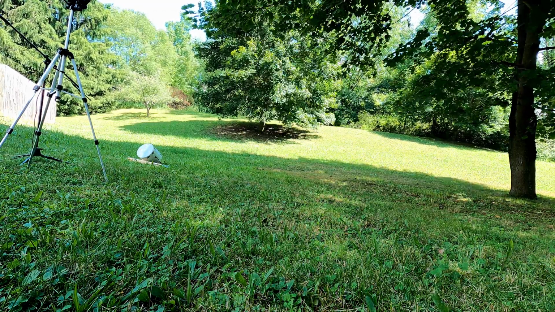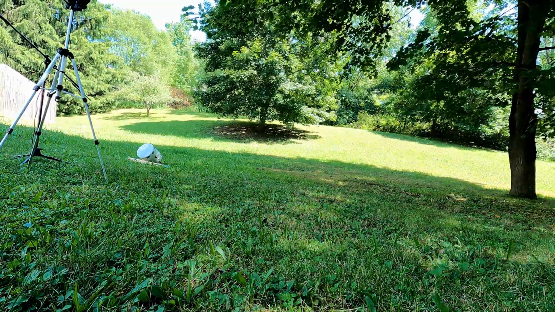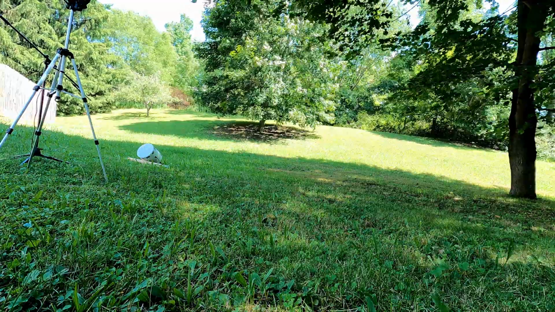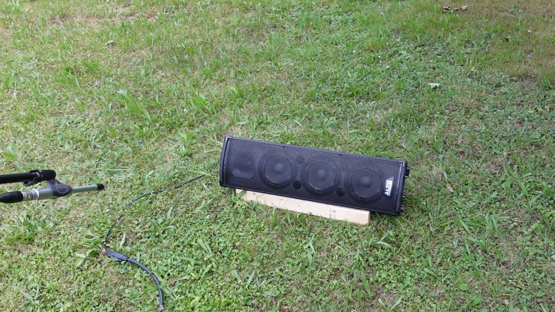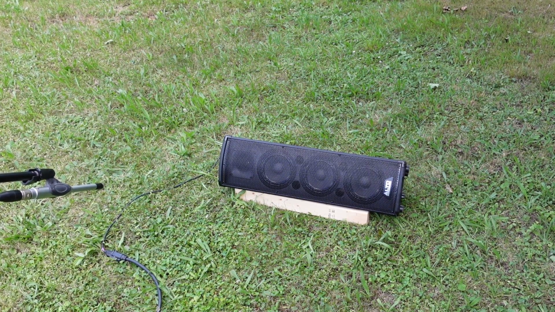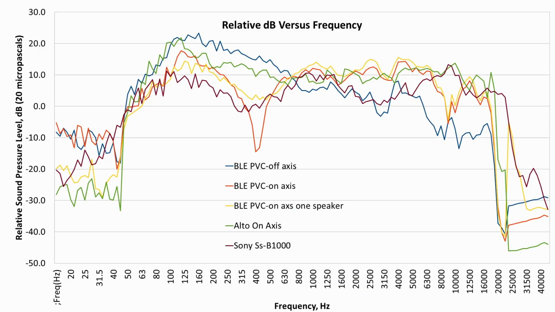The maximum sound pressure level is about 96 dB at 1 meter with a sine wave at 1 kHz on axis. Really, quite good for a relatively small speaker. This Alto Professional speaker only did 104 dB before distorting with the same source signal. This distortion was basically on par, about 1%, but the frequency response is much better for the Alto. This just gives us a little bit of a reference.